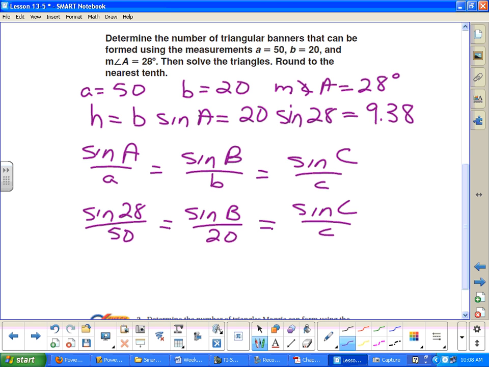So what does that tell you about angle C in this case? It's got to be bigger, doesn't it? Because 28 and whatever B is, it's going to be pretty small. So angle C is going to end up being larger than 90 degrees. It's going to be the biggest angle, and then side C is going to be the largest side. So we need to make sure we take those into account.